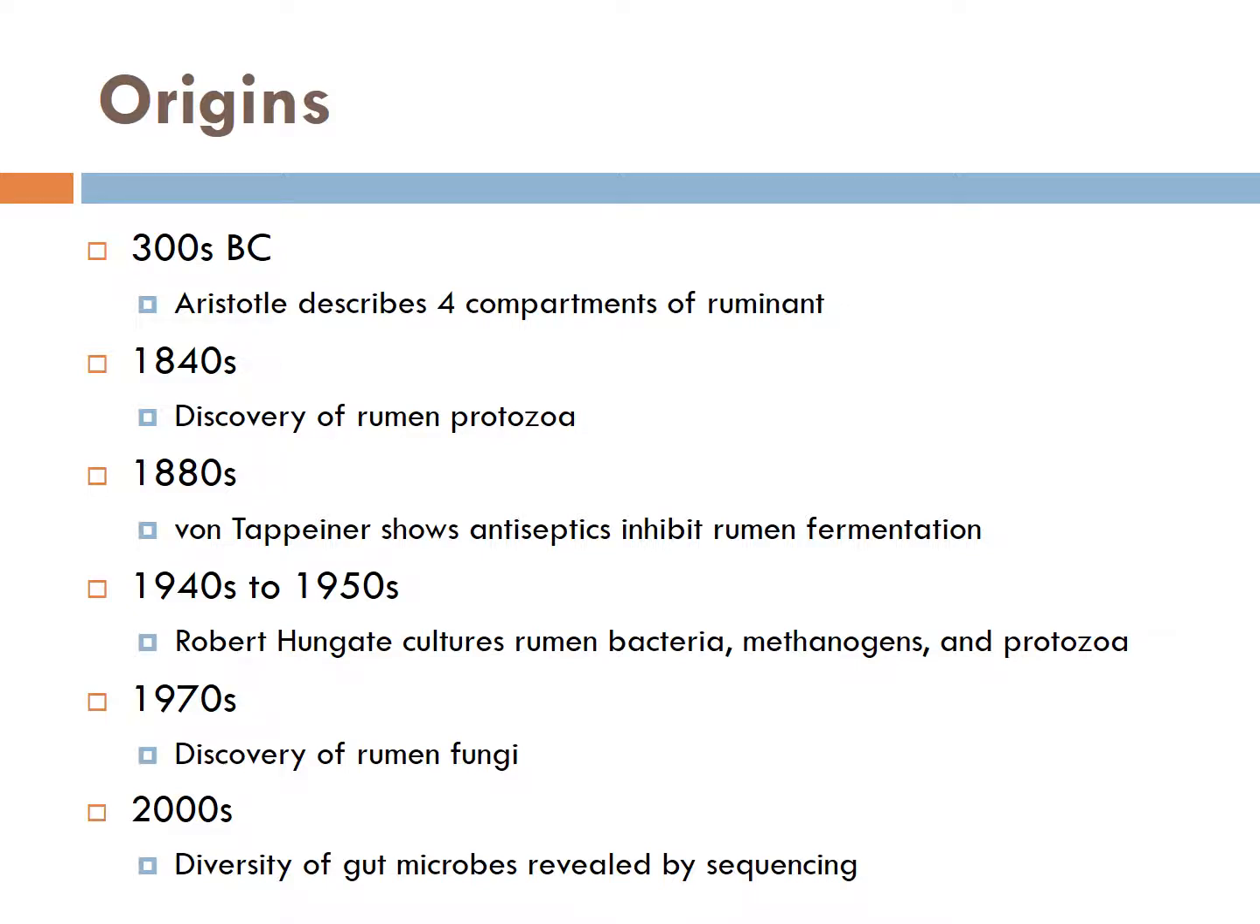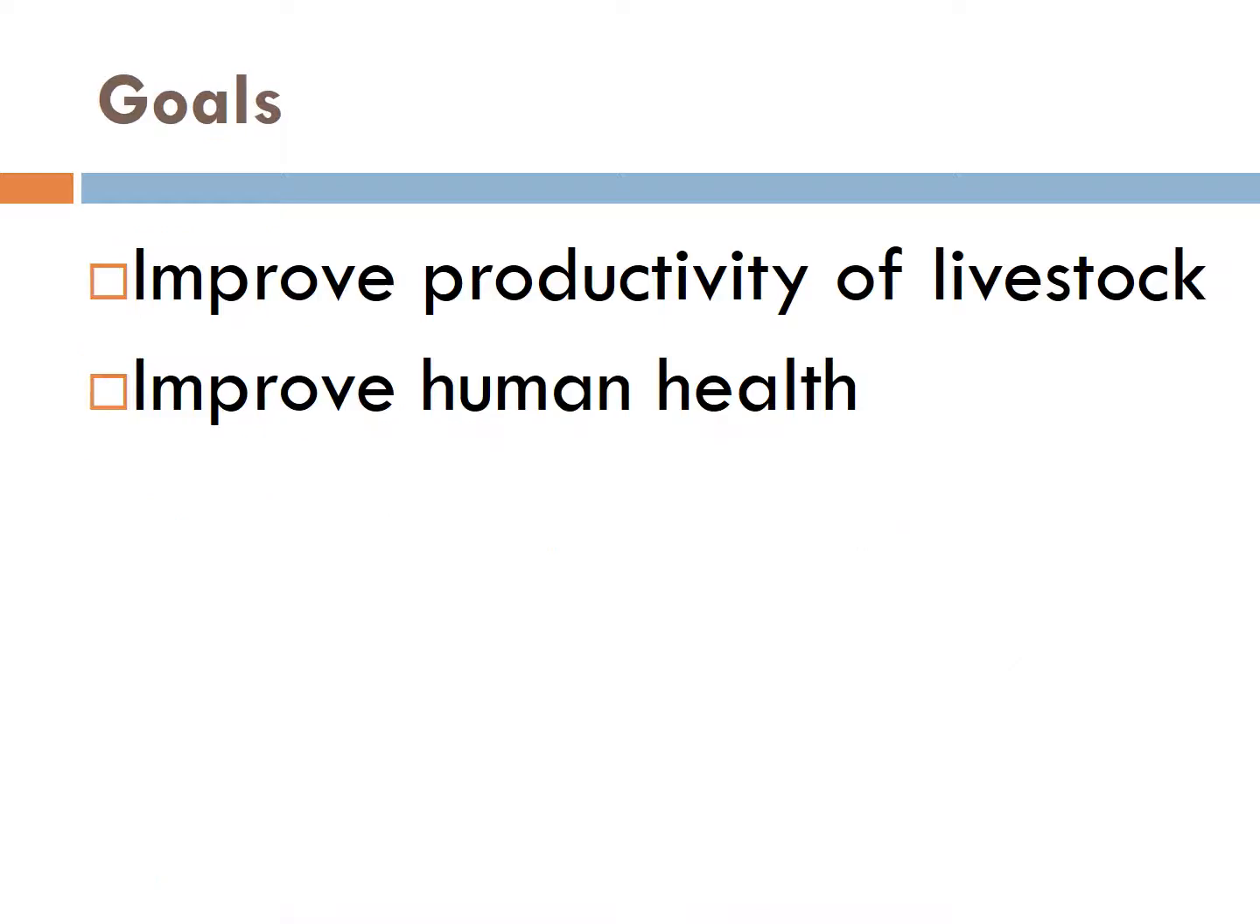And there are developments being made today. The diversity of gut microbes has been revealed by sequencing. Prior to a few decades ago, it was thought that there might be only a few hundred species of rumen microbes. It's now known that there are probably thousands. The goals of gastrointestinal microbiology include improving productivity of livestock and improving human health, and these follow very closely from the importance of gastrointestinal microbes that we discussed earlier.